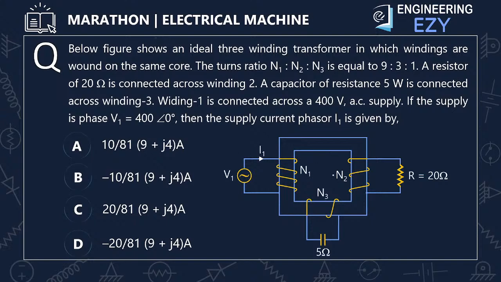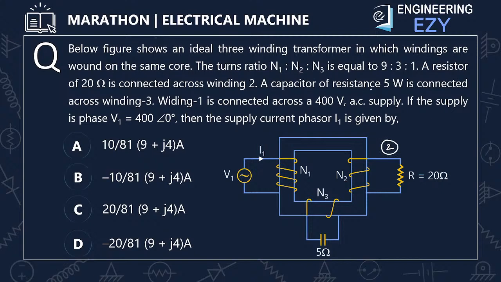It is the tertiary winding also there. Okay, fine. So try to give the answer. Below figure shows an ideal 3 winding transformer in which windings are wound on the same iron core. The turn ratio N1 is to N2 is to N3 is 9 is to 3 is to 1. A resistance of 20 ohm is connected across the winding 2.